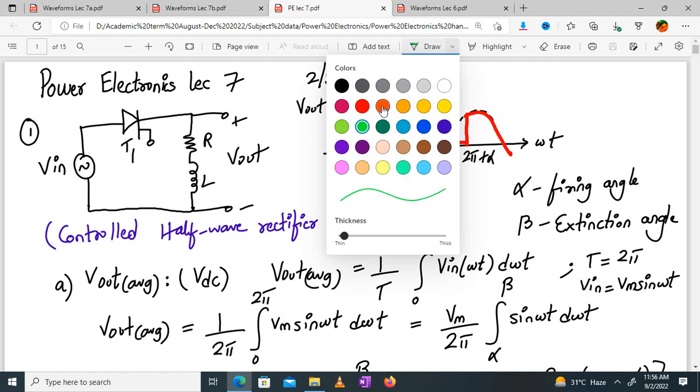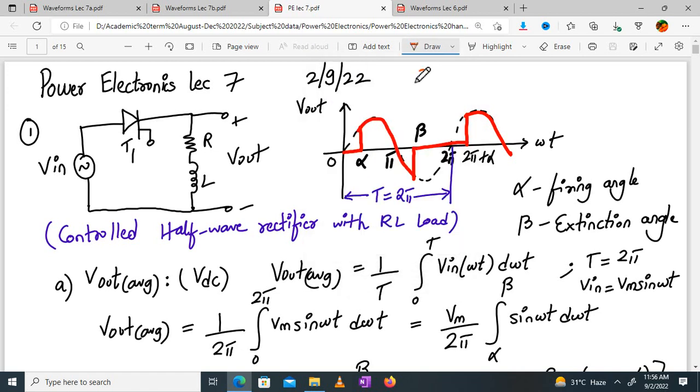Let me write in orange color. Circuit, please write along with me. Circuit turn off time is denoted by tc, small tc. Will be what? This x-axis is omega t, remember. So what will be t?